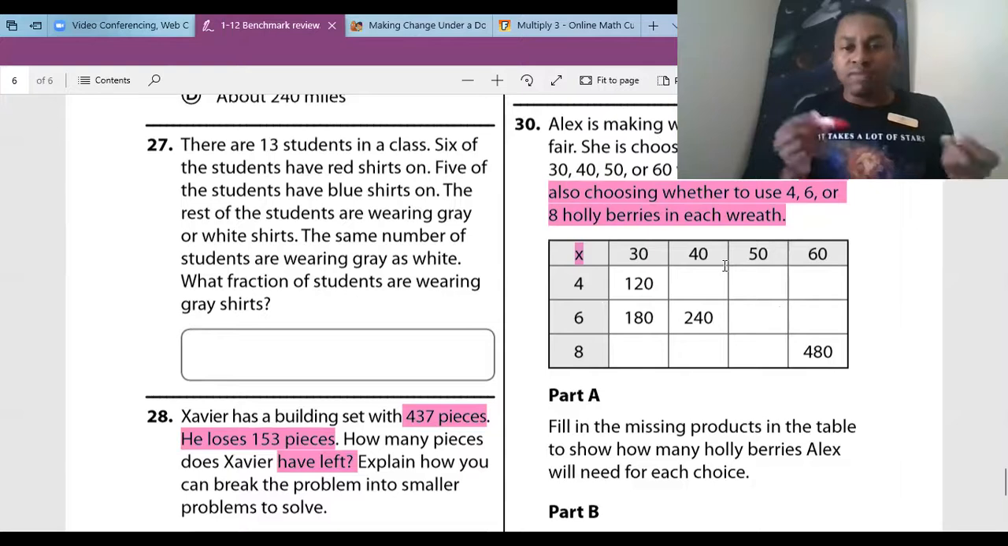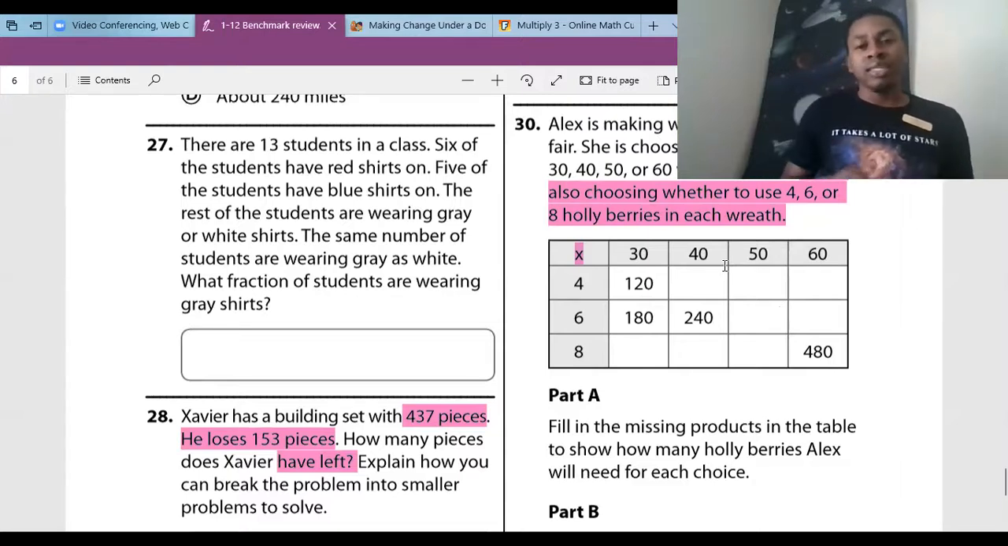All right, the next one is 50 times 4. I'm going to cover that 0. 5 times 4 equals 20. Bring down the zeros that I see, that should be 200.